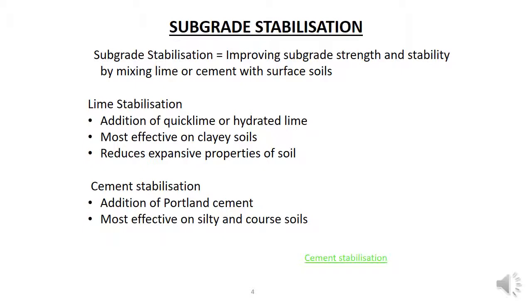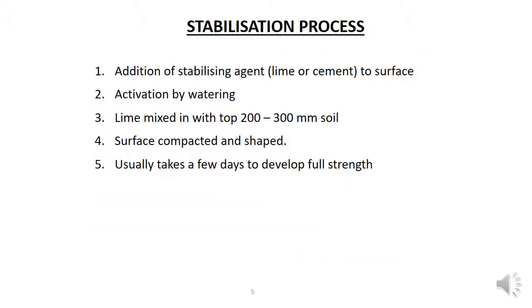Other parts of the road may also be stabilised. For example, the pavement material may also have lime or cement added to make it stronger. However, in this module, we will only look at subgrade stabilisation. The stabilisation process typically involves the following process.